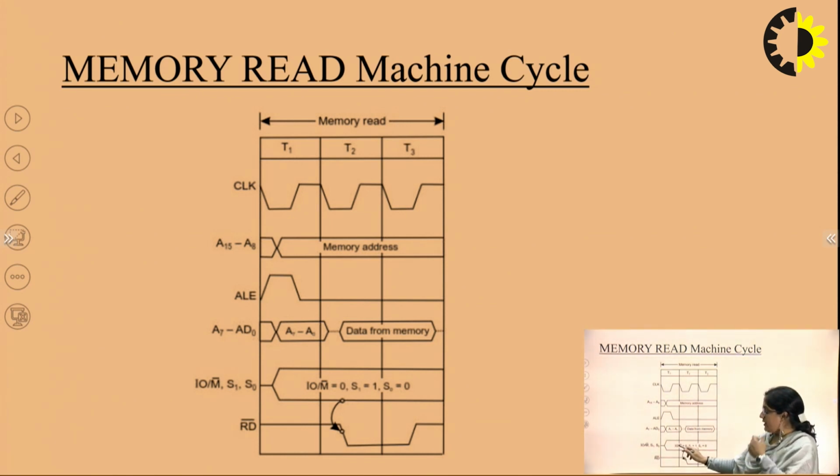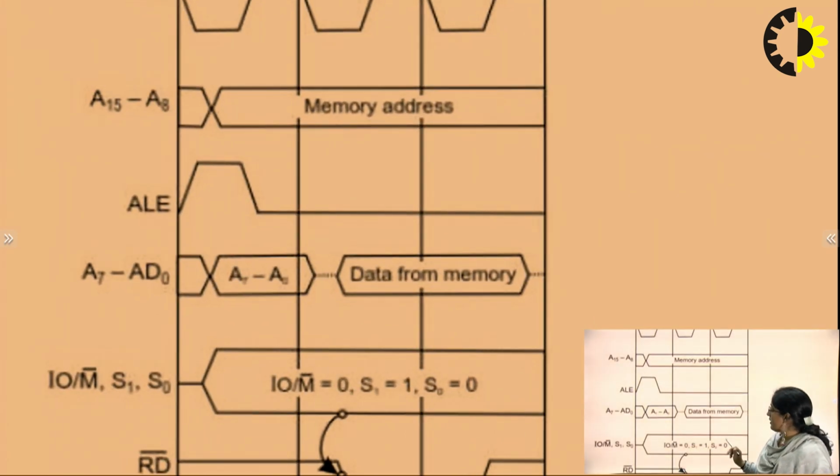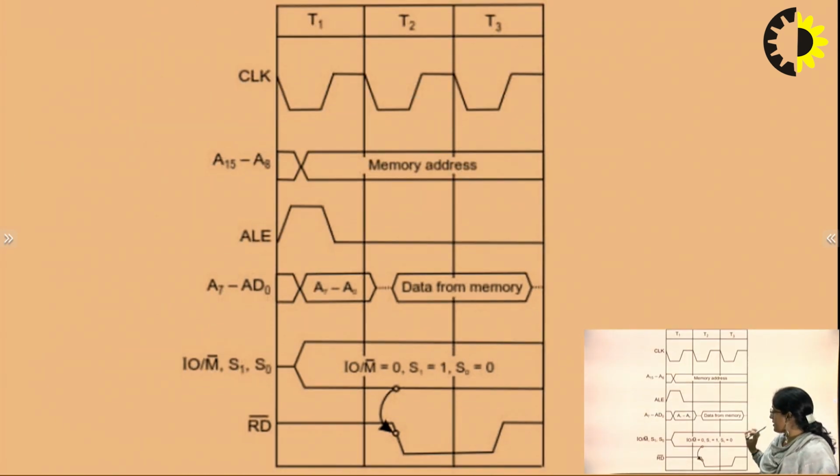As I told you in the table form, if the microprocessor is reading something from memory, then S1 will be 1 and S0 will be 0. The read signal will be active low in the T2 state, indicating that the microprocessor is reading something from memory, and as soon as the read signal goes low, data will be placed on the data bus.